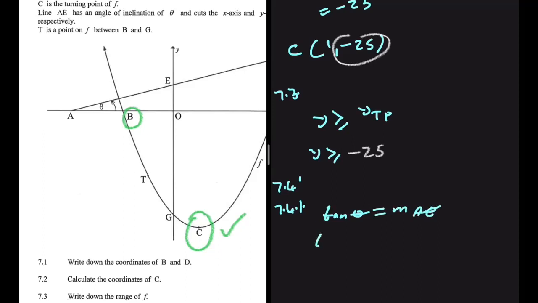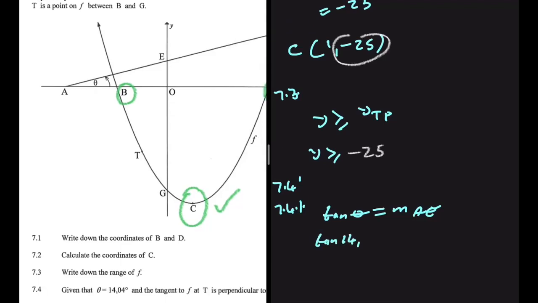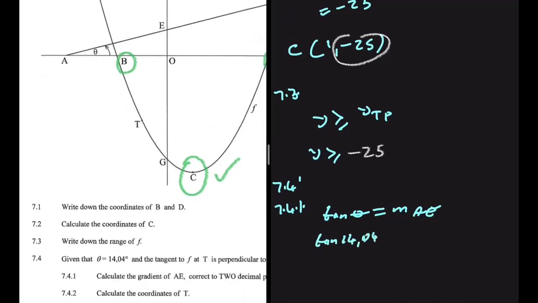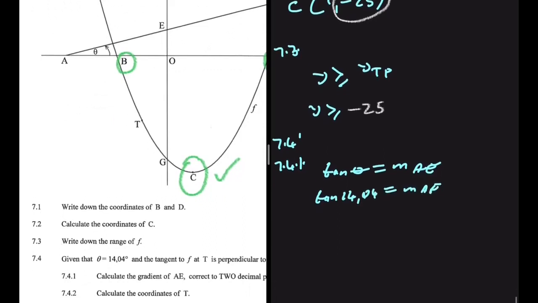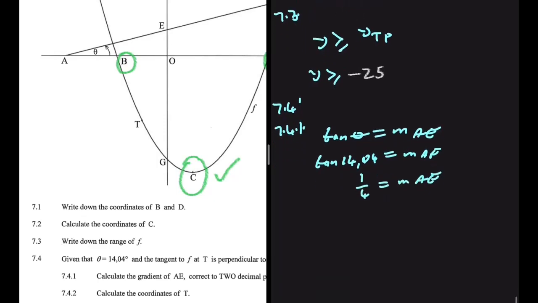So we're going to have tan of 14.04 being equal to the gradient of AE. If you put that in your calculator, you're going to get 1 divided by 4 being equal to the gradient of AE. Let's look at the equation that follows.